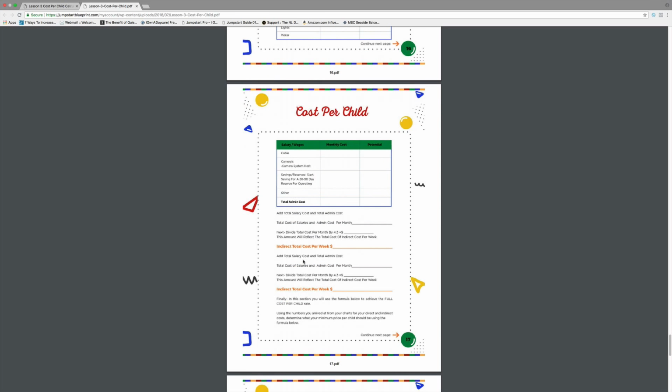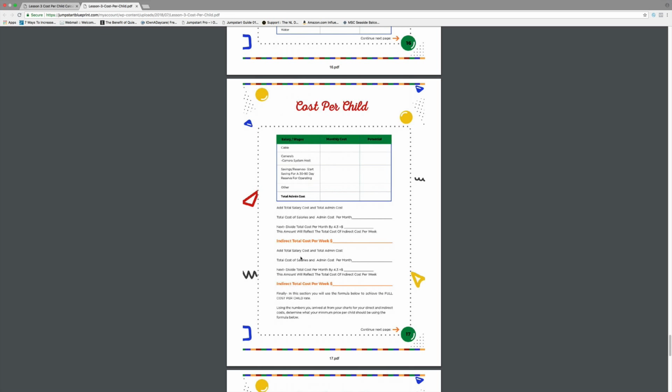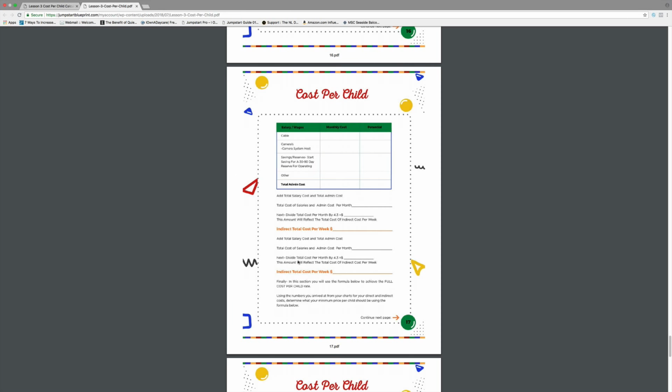Then there's the formula. The formula is where you take your indirect costs and you divide it by the total cost by month, which is 4.3. And when you get your workbook and you go into your training, it will be more in depth. But once you work these 2 numbers together, you arrive from your charts for your direct and indirect costs to determine what your minimum price per child should be by using this formula below.